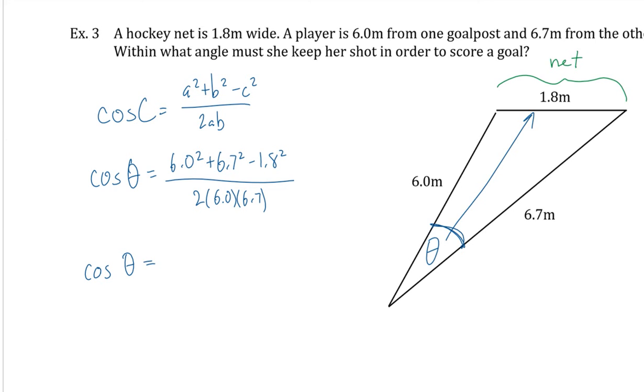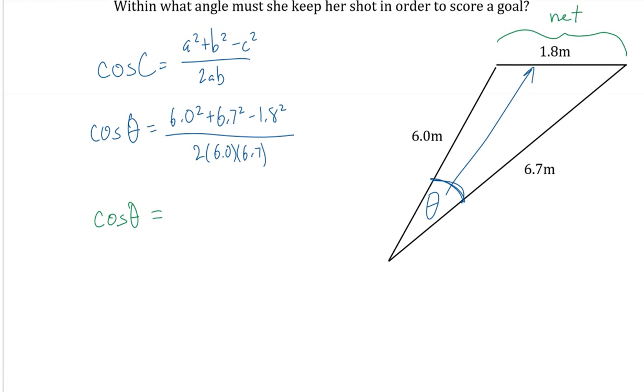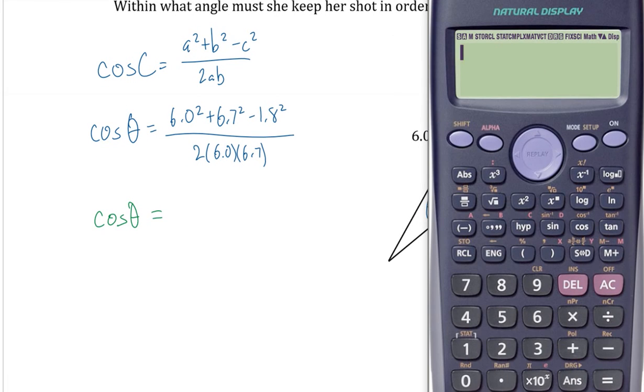Okay, so again, there's two ways that you can do this. Actually, I'm going to do that in green. So I'll show you the inside step, depending on how you like to do this. If you've got one of these fancy calculators, then you might be able to do all of this in one step. But if you don't, then you might just do the top first. So 6.0 squared plus 6.7 squared minus 1.8 squared.